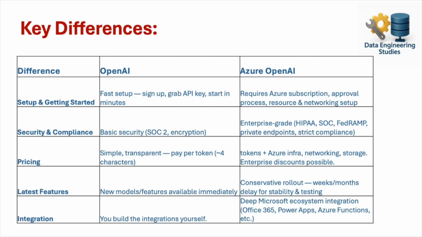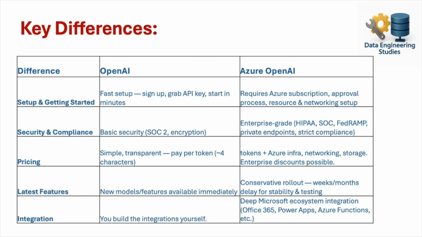The next difference is the latest features. If you want a new GPT model the day it releases, you can go with OpenAI. It pushes the updates immediately. Whereas in Azure OpenAI, it is more conservative. The new models go through extensive testing before release. You might wait for weeks or months for new features, but you get stability in return.